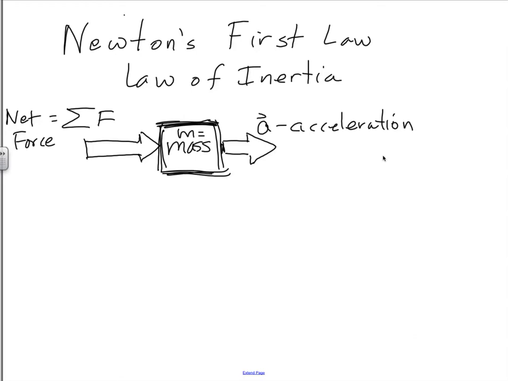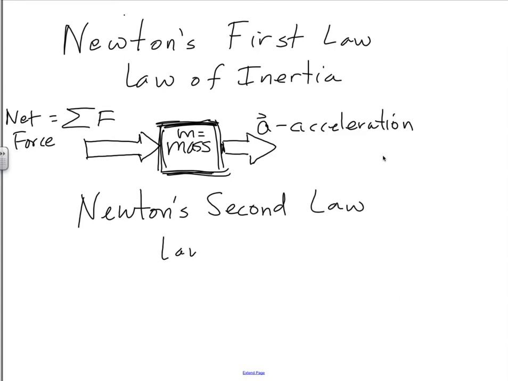So let's just say that this object was at rest. We had to apply some force to it in order to get it to move. The object wanted to remain at rest. That's Newton's first law. Now, Newton's second law, which I really can't conceive without the first law, is called the law of acceleration. The law of acceleration goes like this.